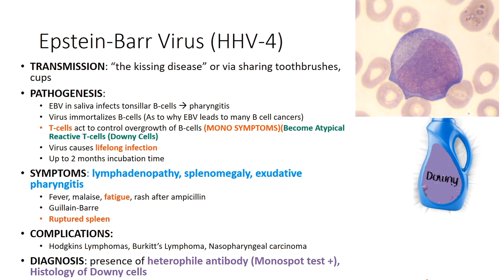All right, so pathogenesis. EBV in saliva infects tonsillar B cells. Pretty much what this does is when it affects those B cells, it causes pharyngitis. It also immortalizes those B cells. When it immortalizes those B cells, this is why it leads to so many of the B cell cancers we'll be talking about.